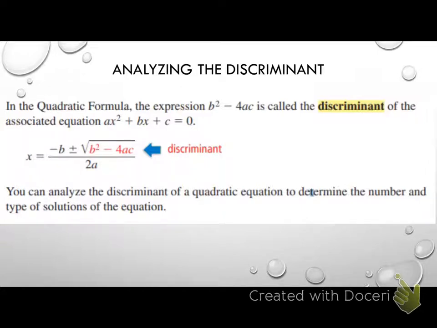So does everyone have written down that the expression under the radical, b squared minus 4ac, is called the discriminant? Everyone got that written down? We use it to tell how many solutions we have and what type of solutions they are. So either real or imaginary. And our options are going to be 2 real, 1 real, or 2 imaginary.